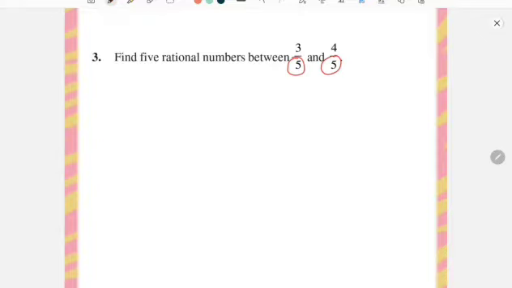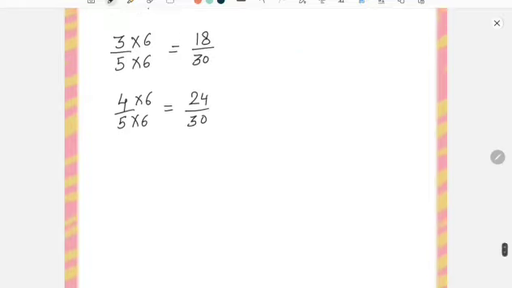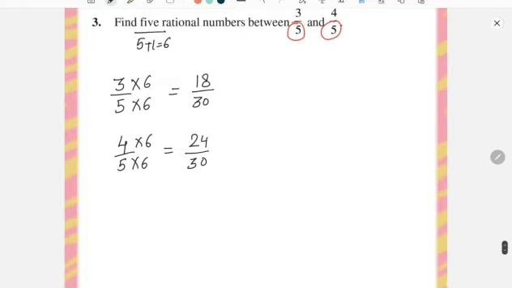How many now rational numbers do we need? हमें कितने rational numbers चाहिए? 5. So we'll multiply both the rational numbers by 5 plus 1, 6, right? 3 by 5 multiplied by 6 and 4 by 5 multiplied by 6. What do I get? 18 by 30. Here we get 24 by 30. So what are the 5 rational numbers that we get between 3 by 5 and 4 by 5?